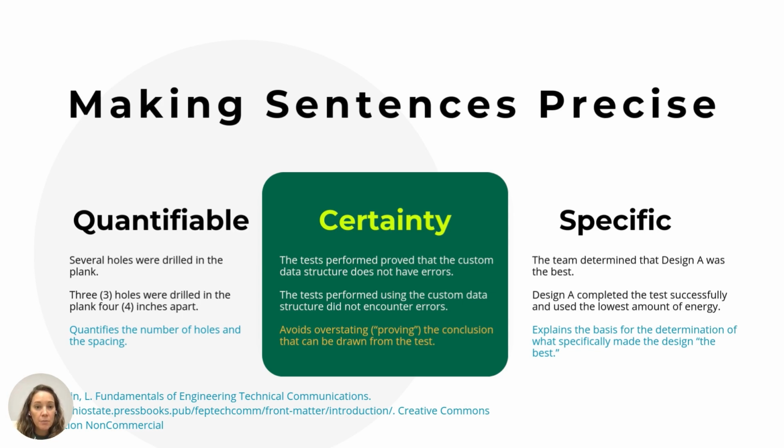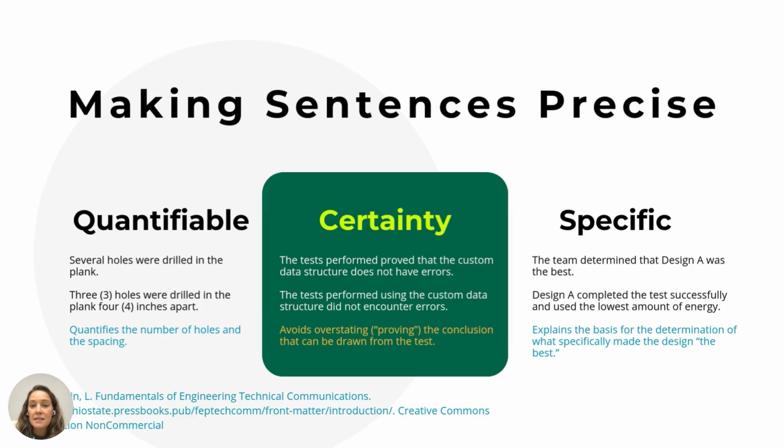So the test performed proved that the custom data structure does not have errors. You have to be careful with words like proved or guarantees, because that has a level of 100% certainty. So think about the language you use there. Instead, you could say the test performed using the custom data structure did not encounter errors.